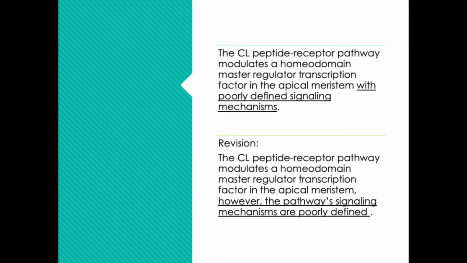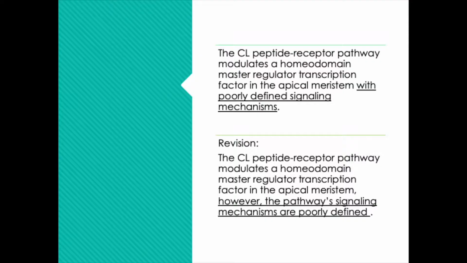Here's an example that I'm going to show you a revision. The CL peptide receptor pathway modulates a homeodomain master regulator transcription factor in the apical meristem with poorly defined signaling mechanisms. So what this sentence implies, the way that it's written now, is that you have apical meristems with poorly defined signaling mechanisms, and you have apical meristems with well-defined signaling mechanisms. And that the CL peptide receptor only works in those meristems that have poorly defined mechanisms.